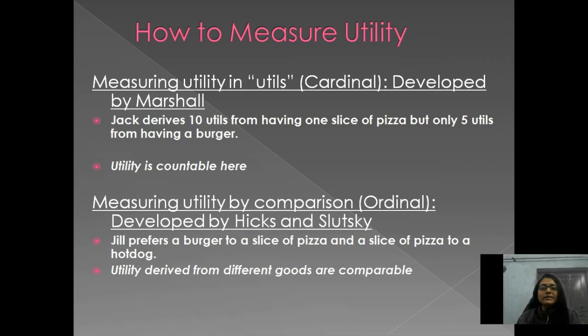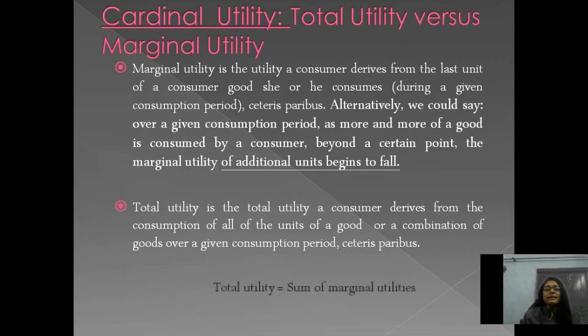Next, Hicks and Slutsky mentioned that the utilities derived from different goods are comparable, or they stay in order. Here we are going to discuss the cardinal utility approach, and before doing that we have to know two basic ideas: one is marginal utility, another is total utility. Marginal utility is defined as the utility a consumer derives from the last unit of a consumer good consumed during a given consumption period under a ceteris paribus condition.